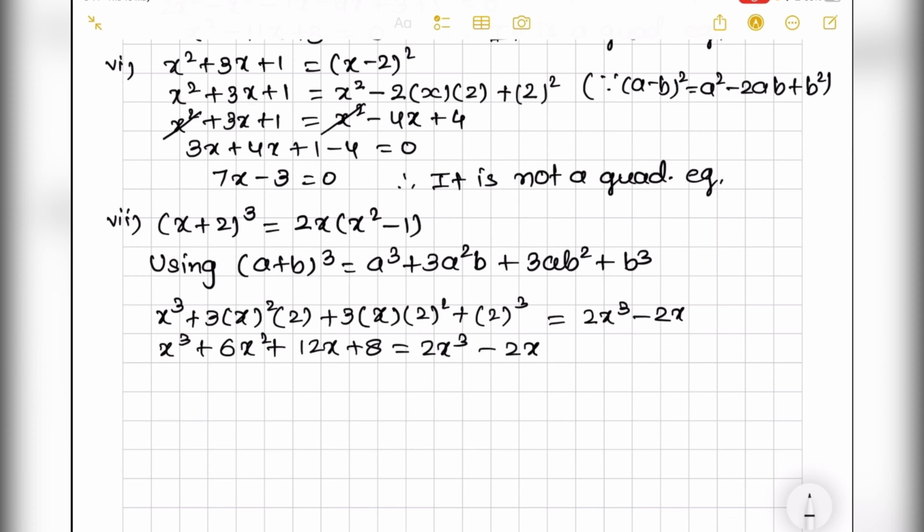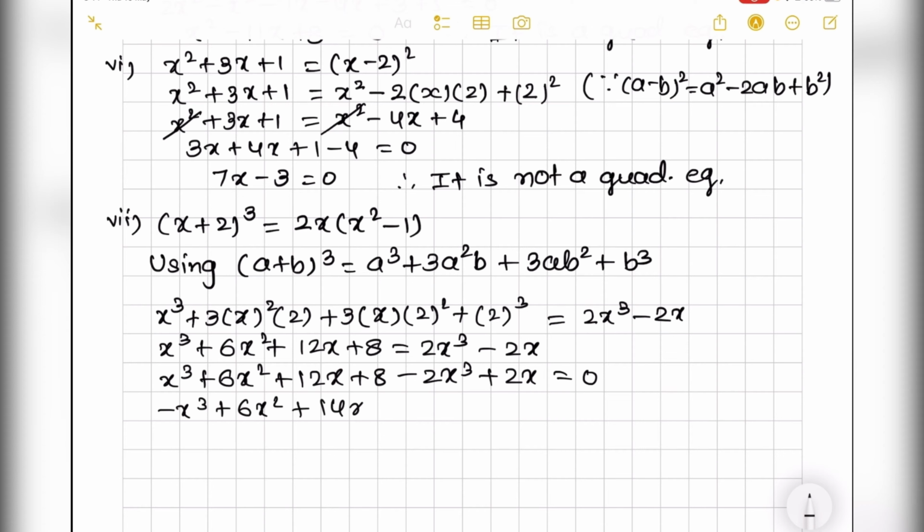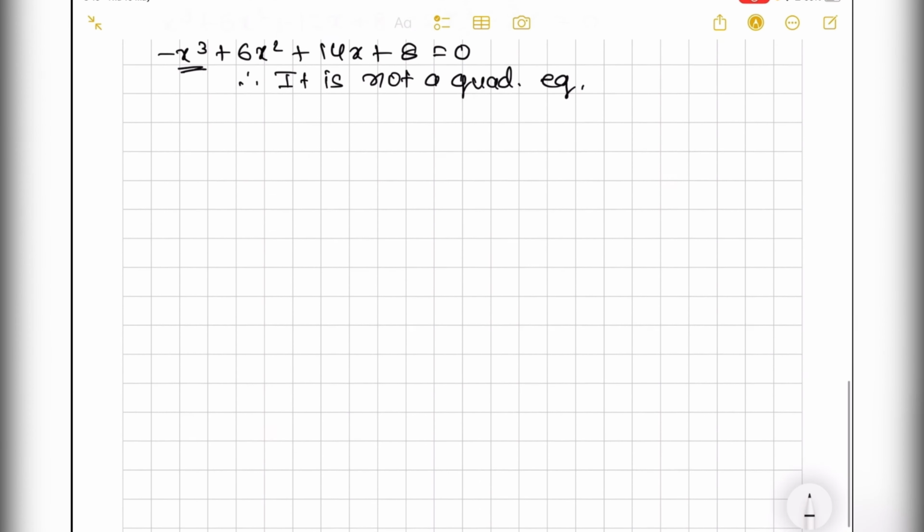Now if I bring all the things on one side, I will get x cube plus 6x square plus 12x plus 8 minus 2x cube plus 2x equal to 0. So minus x cube plus 6x square plus 14x plus 8 equal to 0. As it contains x cube, it is not a quadratic equation. Here question 1 ends. Now let us discuss question 2.